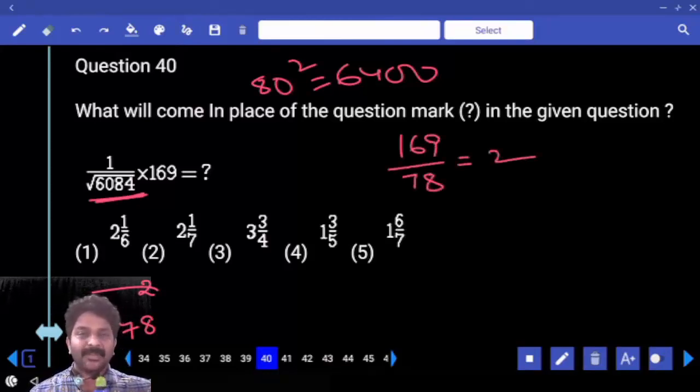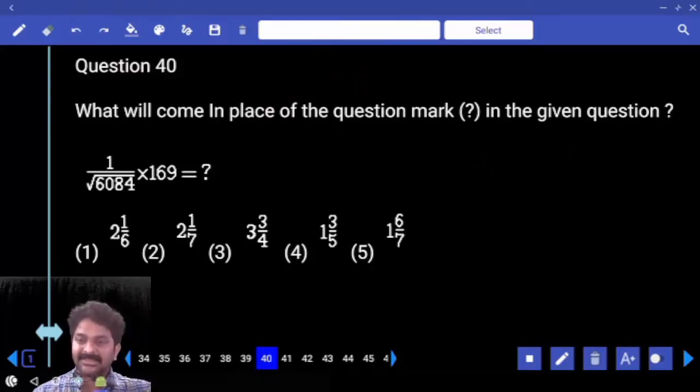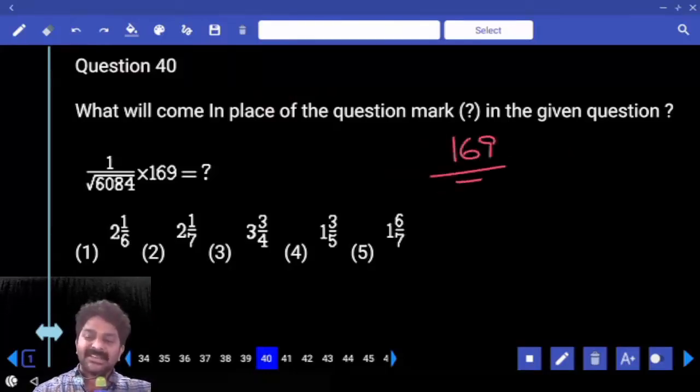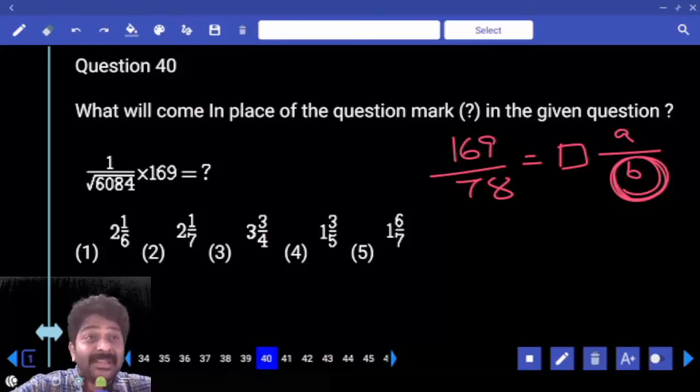78 2 times. 156. Come on. Still, how much remainder you have? 150 is 13. 13 by 78. 13 how many times is 78? 6 times. Come on. Otherwise, after getting 169 by 78, you are done with the answer. You know that you are going to get mixed fraction? Come on. So this B value must be factor of 78.